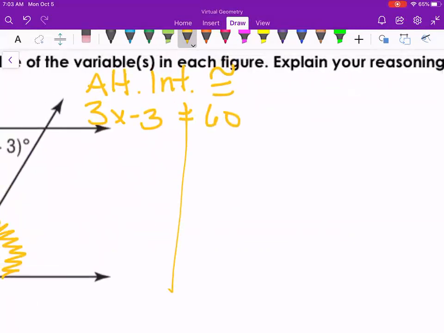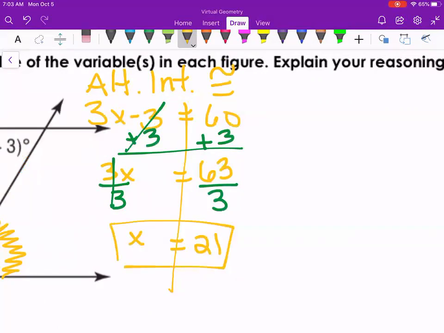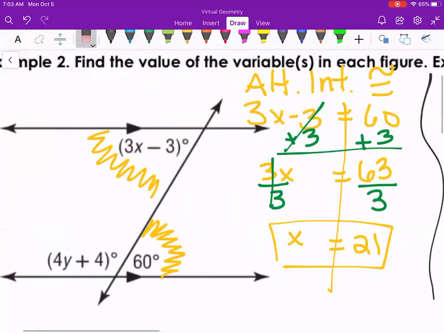And I can use that to solve. So we can add our 3 back. So 3x will equal 63. Now I can divide out by that 3 to isolate my x. And my x is equal to 21. There's my x, my first value. Now we're going to use this information and go from there to figure out the relationship and figure out y. So let's go back to y.